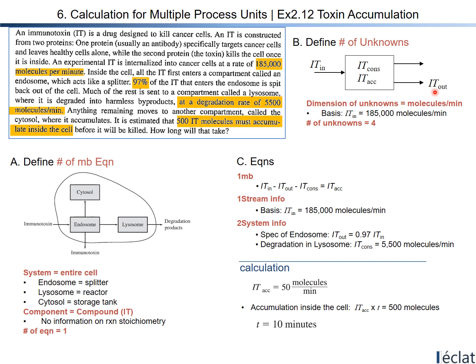So what was the final question? It is estimated that 500 IT molecules must accumulate inside the cell. That is the capacity of the storage tank before the cell will be killed. Then the question is, how long will that take? So the IT accumulation rate is 50 molecules per minute. So after 10 minutes, we would have 500 molecules in the cytosol, and then the cells will be killed. So my answer is 10 minutes before the cell will be killed.